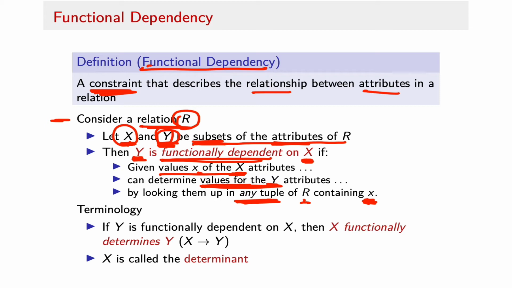If Y is functionally dependent on X, then if we look through that relation and find a particular set of values for the X attributes, in this case just the employee ID, that will uniquely determine the value of all of the attributes in Y, in this case the first name and the last name. And we could look up that same dependency in any tuple of R that has the values we've found for X. Now, in this case, the example is kind of trivial because X is just the primary key of that relation or table.